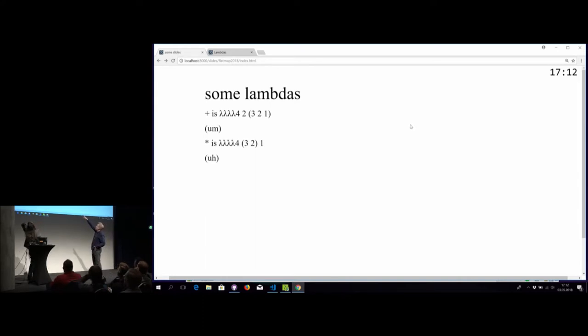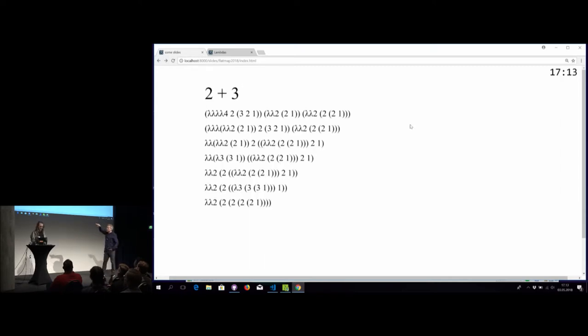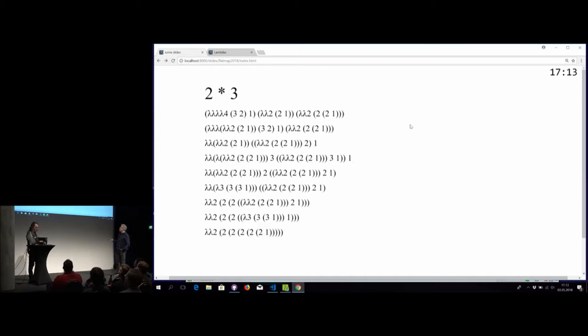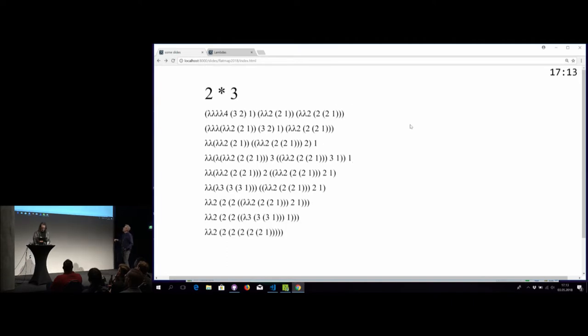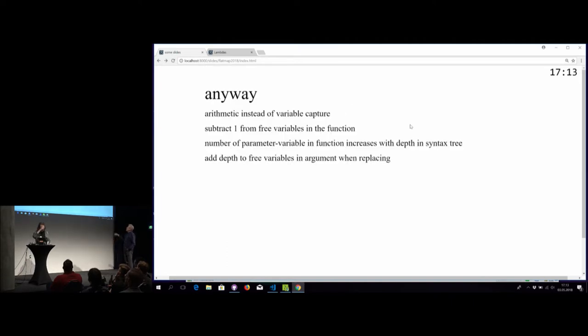Okay, so this is now the same thing that we saw before. It's the same function as before. They evaluate mostly like before: 2 plus 3, 2 times 3. There's more twos at the end at this one than at this one. Yeah, so you have 5 twos and 6 twos. Right. Okay, so now we have the math.